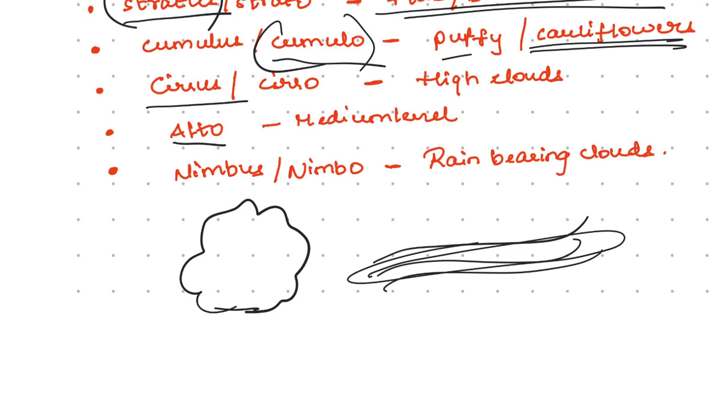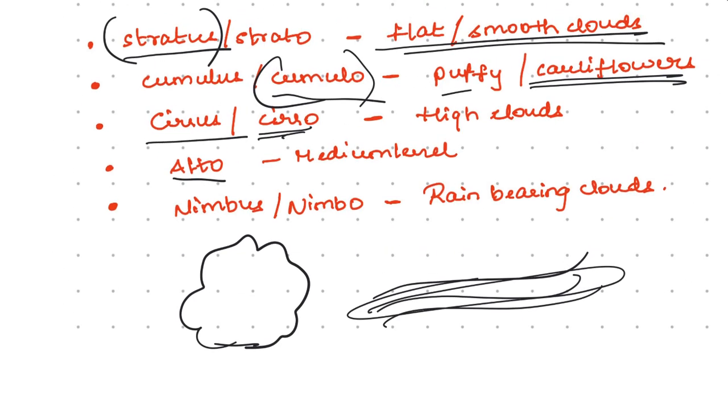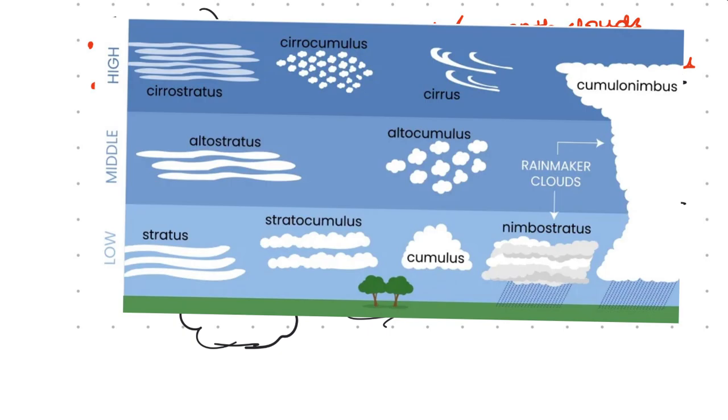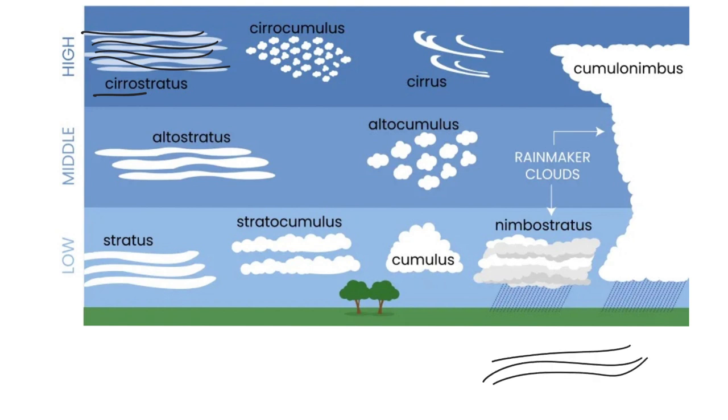Cirrus clouds are just sheets, like normal sheet type. Cirrus clouds are less dense, so they are just sheets. And next, alto are medium clouds. Next, nimbus are rain bearing clouds. So once again, we will understand the shapes by looking at this picture, right? Look at the cirrus clouds, how are they? Just normal flat layer type clouds, like this. Alto are also just medium clouds.